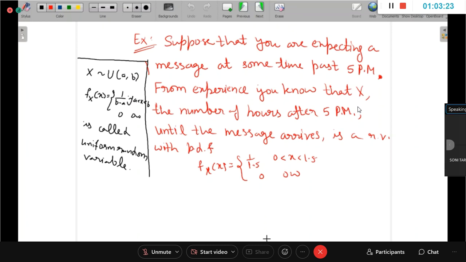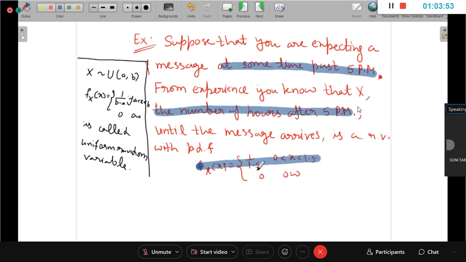Now let's look at this example. Suppose that you are expecting a message at some time past 5 p.m. From your past experience, you know that x, which denotes the number of hours after 5 p.m. until the message arrives, is a random variable with the following PDF.